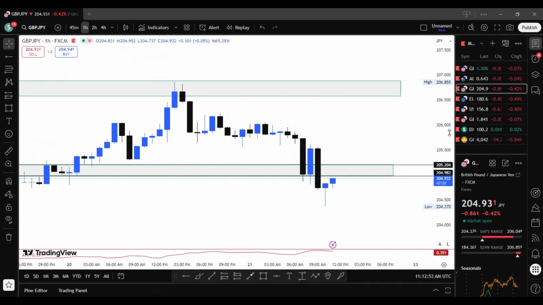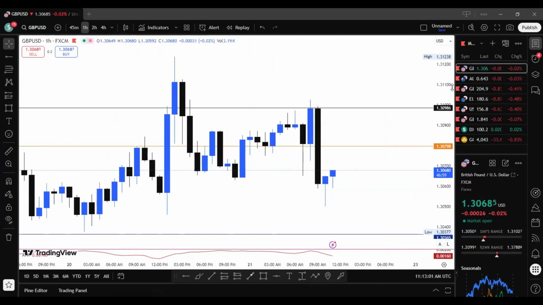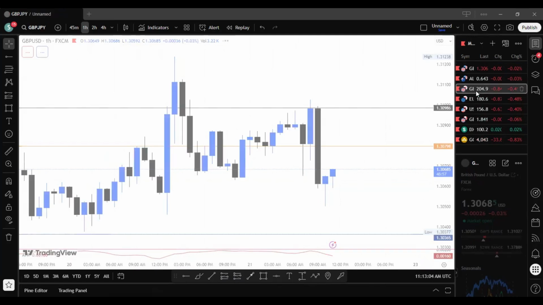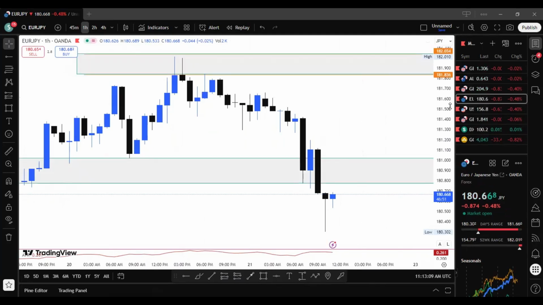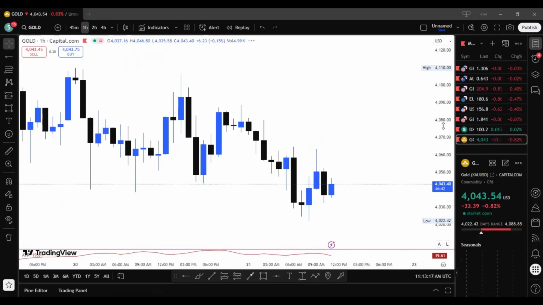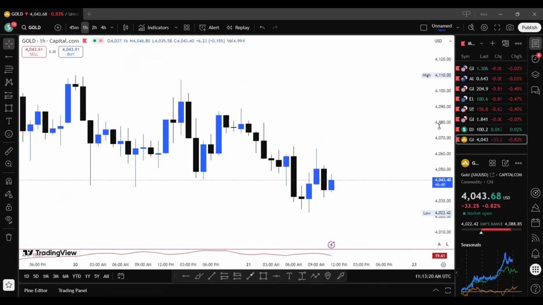All the currency pairs with USD as the quote currency, like GBPUSD and AUDUSD, have about 5 numbers after the decimal place. Then GBPJPY has 3 numbers after the decimal place, and the same goes for EURJPY, which also has 3. But gold is a different pair altogether, which has 2 after the decimal place.